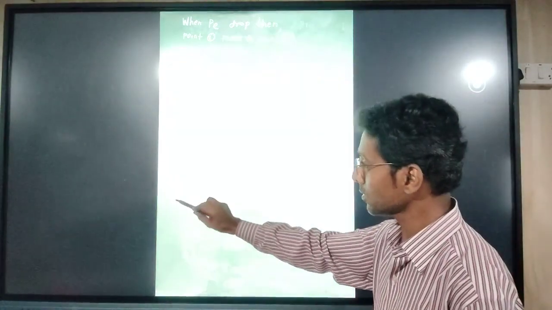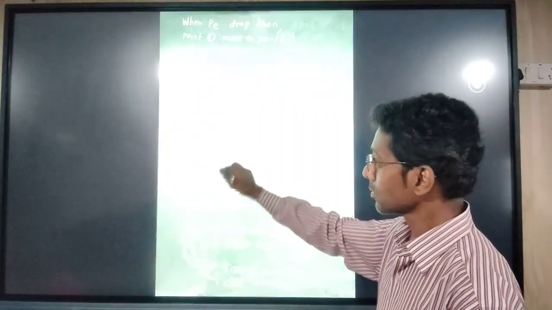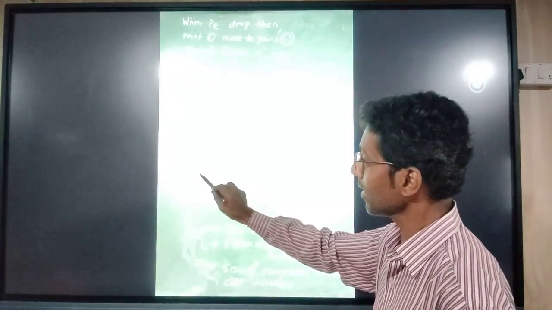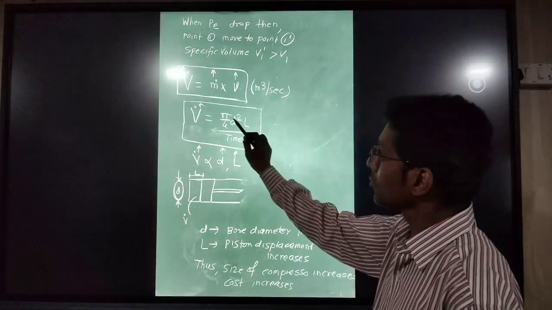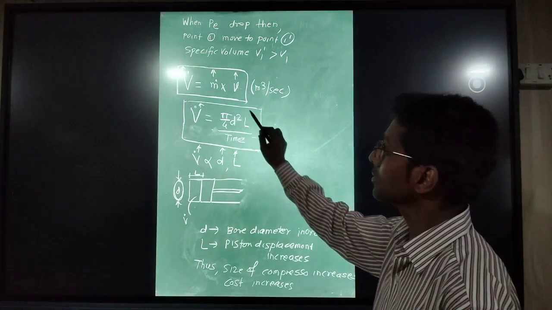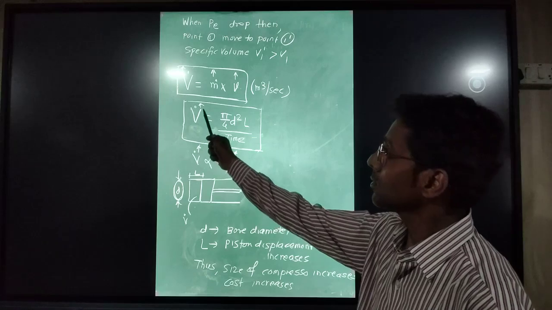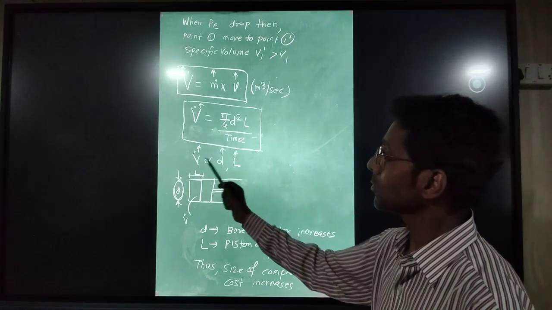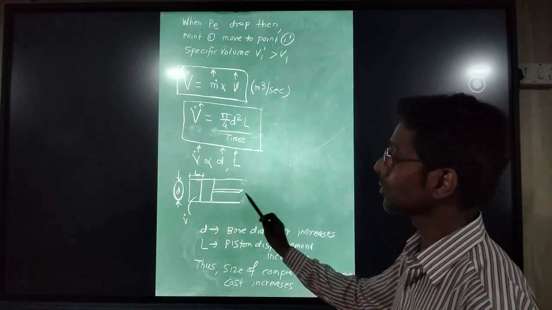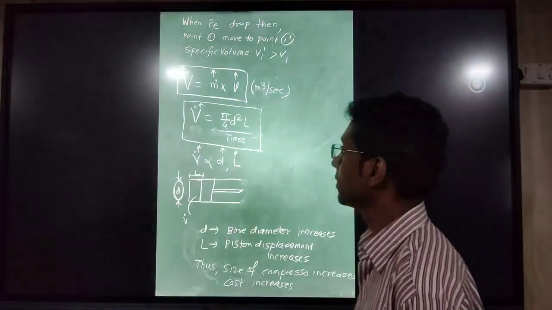So for the cylinder, with diameter d, the area of the circle is pi by 4 d square, and the displacement of the cylinder is L, which we call the stroke length. So pi by 4 d square, the area, into stroke length L becomes the volume, divided by time. So this volume flow rate depends on the diameter of the cylinder and the stroke length of the cylinder, which is what the displacement of the cylinder means.